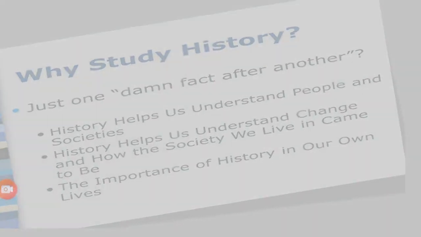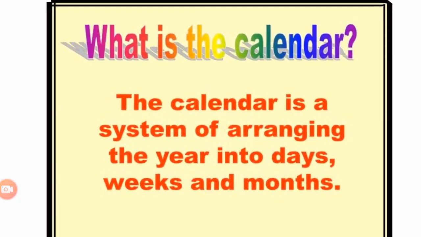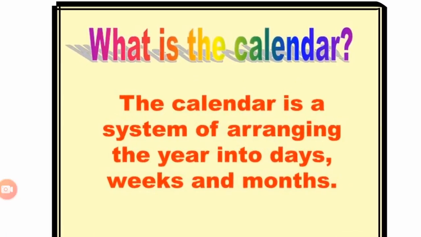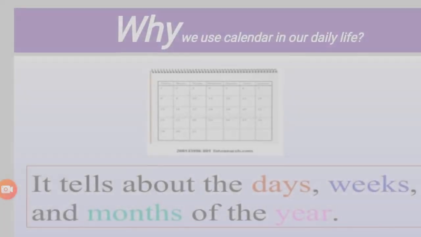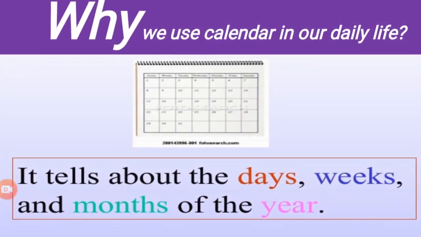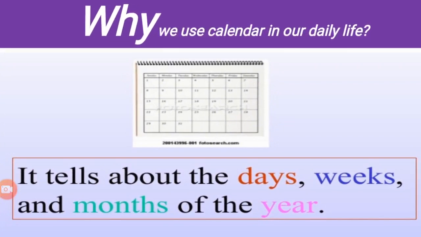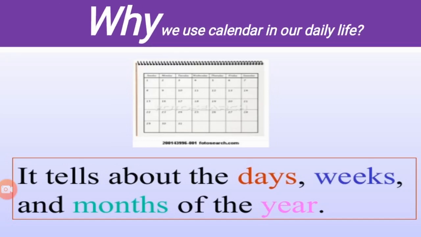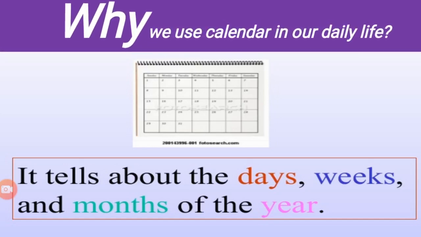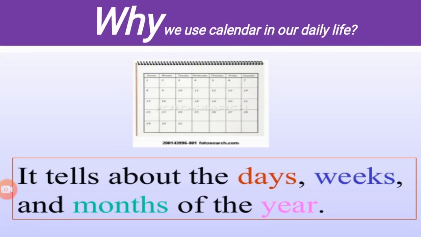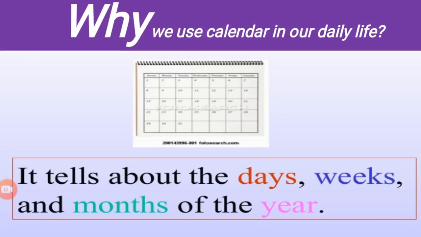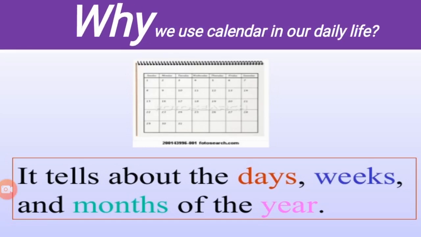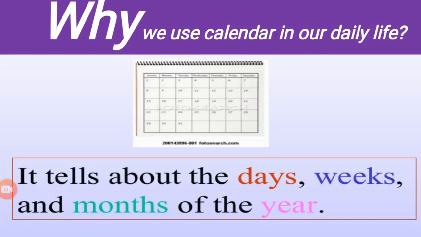So guys, in this slide we have discussed what a calendar is. I have told you that the calendar is a system of arranging the year into days, weeks, and months, right? We use a calendar because it tells us about days, weeks, months, and the months of the year, and we use it to see our upcoming birthday. A calendar is also a chart of information that shows us the days, weeks, and months of a specific year, and days, weeks, and months are the units of time.